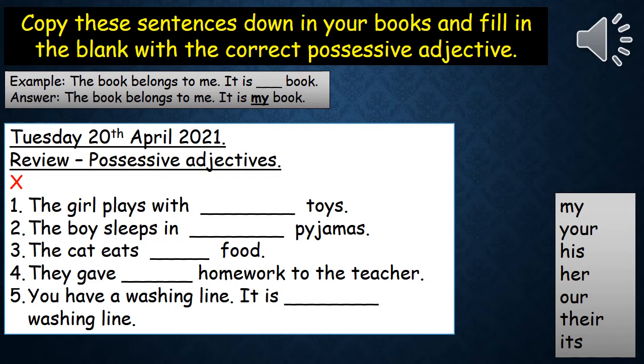Please do not copy the red X, and then you will copy sentences number 1 to 5, but do not draw a line. Just write the correct possessive adjective in the place of the blank. So if you look on the right, there are 7 possessive adjectives: my, your, his, her, our, their, and its. There's only 5 sentences, so choose the correct possessive adjective for the correct sentence. Make sure you look for clues in the sentence like girl or boy or cat, and you can help to figure out which is the correct possessive adjective to use.